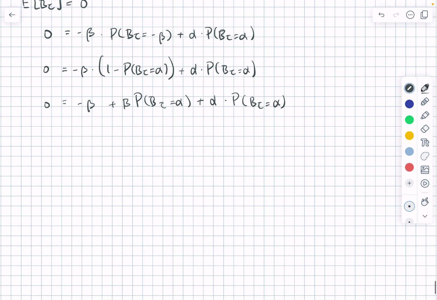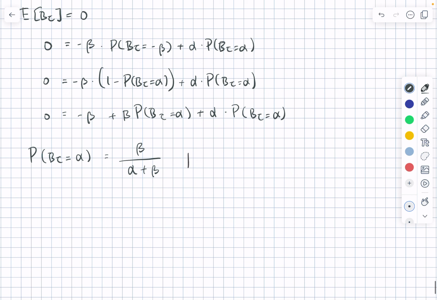Now we can isolate the probability we reach alpha. The probability that B_tau equals alpha is, moving -beta to the other side where it becomes positive, beta over alpha plus beta. Now we also want the probability of B_tau reaching -beta. This is equal to 1 minus the previous one, so 1 minus beta over alpha plus beta, which equals alpha over alpha plus beta. So we have this probability and this probability.